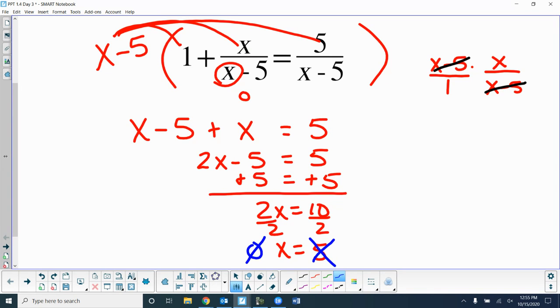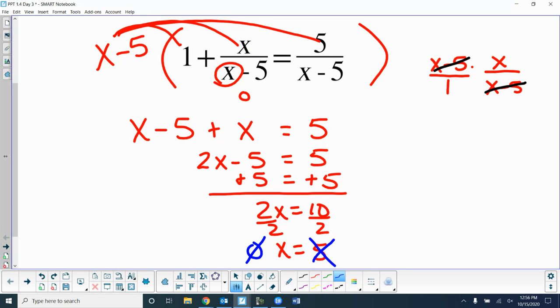But we did everything right, and the 5 was what we got. But when we check to see if it actually works in the original problem, it doesn't. So we have to do that. Okay? Questions? So those are called rational equations. The ones we did Tuesday were called polynomial equations.